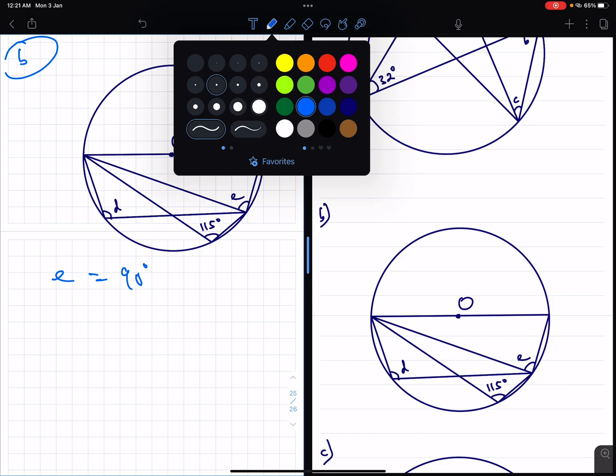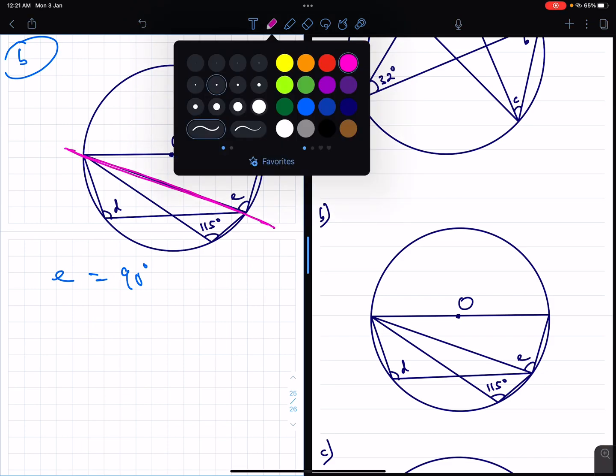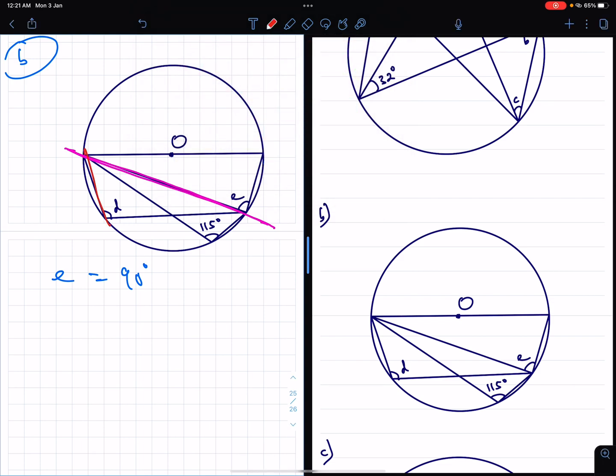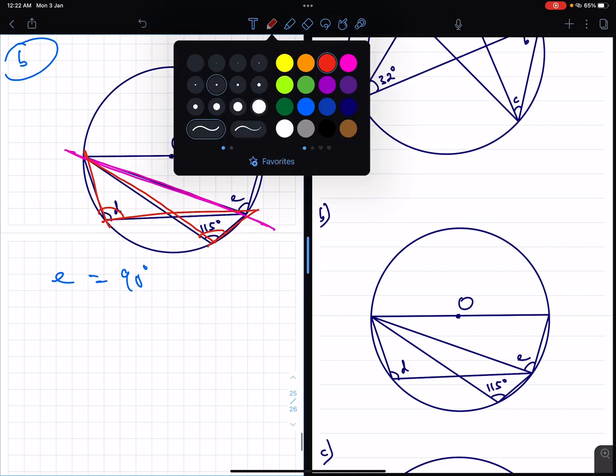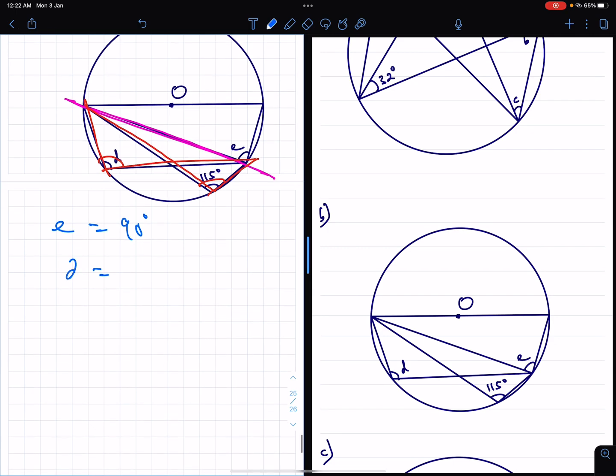Now let's look at this chord, this pink chord. We see that this length and this length form a triangle with it, and this length and this length also form a triangle with that pink chord. So the angles between those pairs of lines are going to be equal. That simply means angle D also equals 115 degrees.